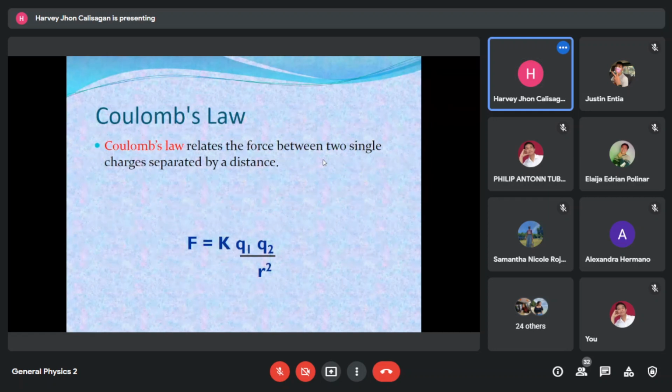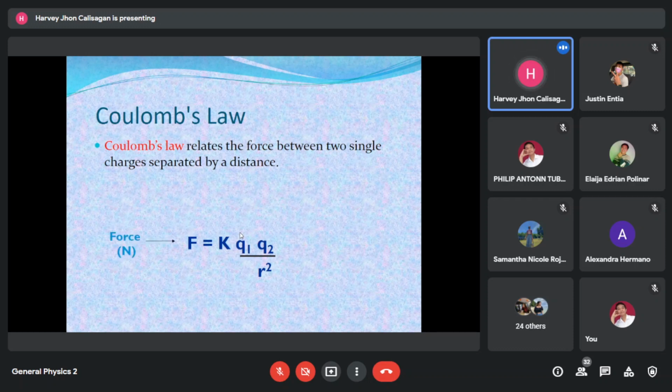Now let's talk about Coulomb's law. How do we define Coulomb's law in a mathematical manner? So Coulomb's law relates the force between two single charges separated by a distance. So we have force equals k, the constant value for the Coulomb, which we will know later, times Q1 and Q2, the charges in the specific situation, divided by the radius or the distance squared. Since we're talking about the radius or distance squared, we're actually talking about meters. The charges will be in Coulombs.